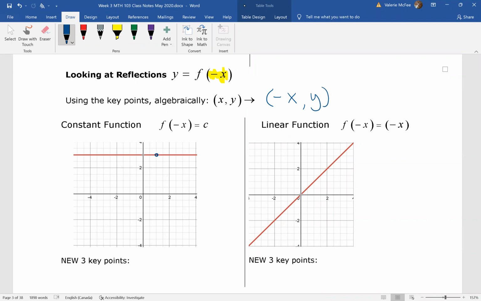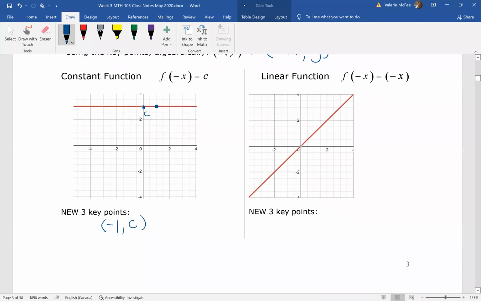So if I had a point here at 1, 1, it's going to become negative 1, 1. A point here at 0, 0, well, the opposite of 0 is still 0. And then this point becomes positive 1, 1. It's exactly the same line. But this was a reflection across the y-axis. The point 1, 1 moved to negative 1, 1. And the point negative 1, 1 moves to positive 1, 1. We're reflecting across the y-axis.